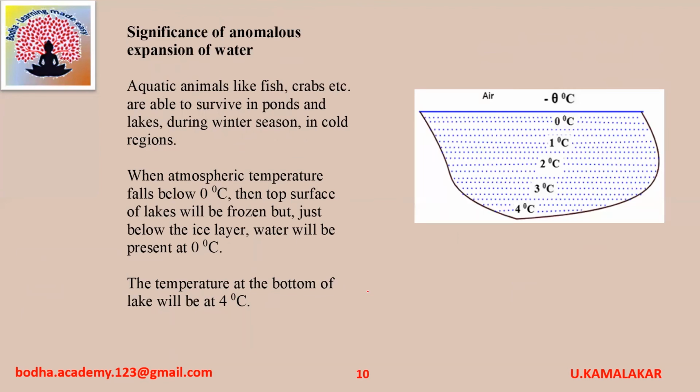Significance of anomalous expansion of water. Aquatic animals like fish, crabs, etc. are able to survive in ponds and lakes during winter season in cold regions. When atmospheric temperature falls below 0 degree centigrade, then top surface of water will freeze. But just below the ice layer, water will be present at 0 degree centigrade. The temperature at bottom of lake will be at 4 degree centigrade. Hence, aquatic animals can survive.